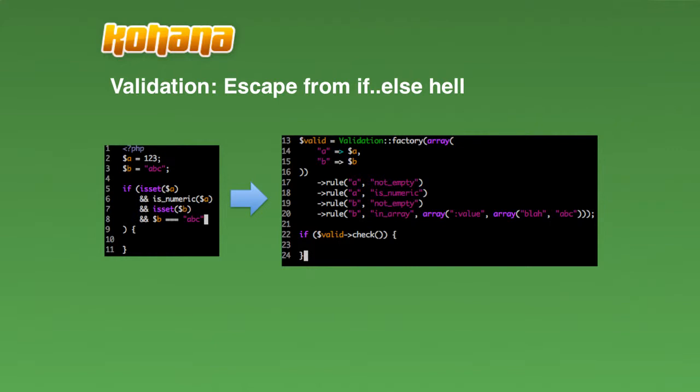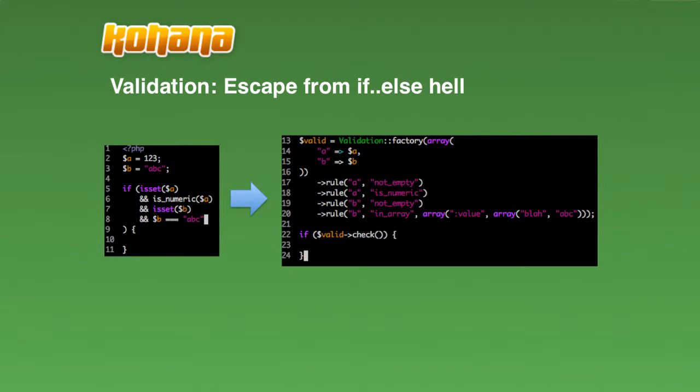So this is a version of the validation module that's shipped with Kohana, which is extremely awesome because now you can define all the validation rules, and then at the end just do a valid check. So let's see what we're doing here. All I need to do is declare a validation factory. It's a factory pattern, and I pass in A and B and tag them as A and B. So I add a rule saying A should not be empty, add another rule, A should be numeric, and then B is not empty as well. And I also add another one saying B should be in an array of blah and ABC, meaning that B can be either blah or ABC.